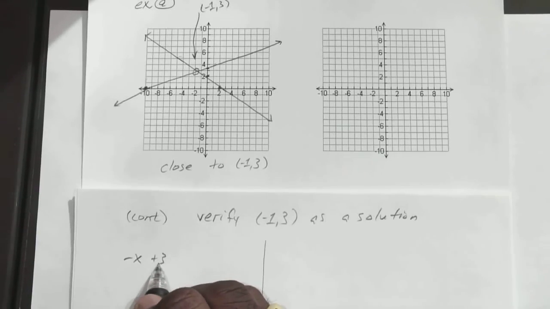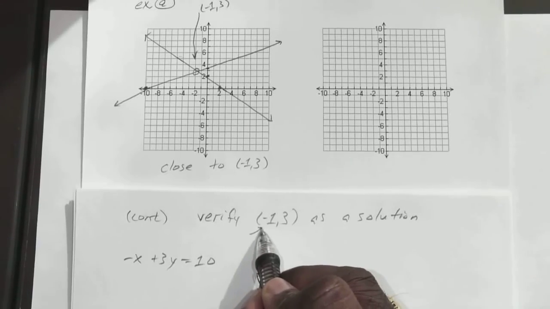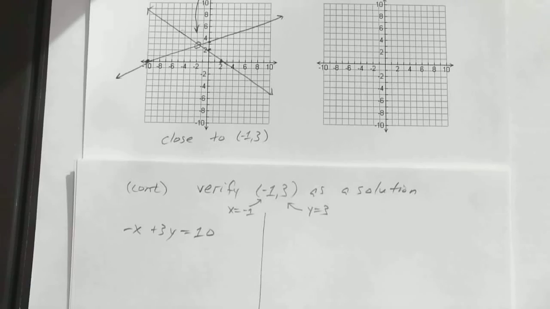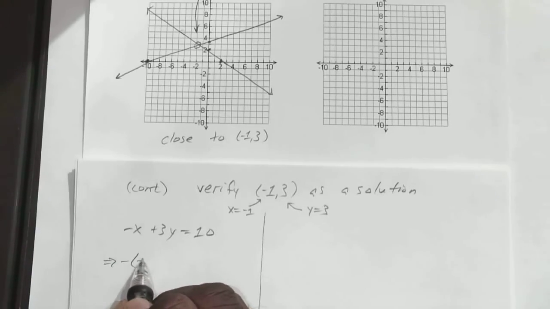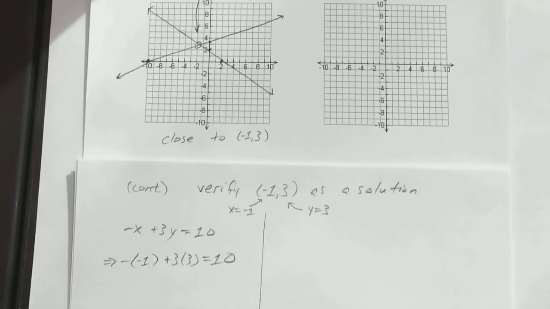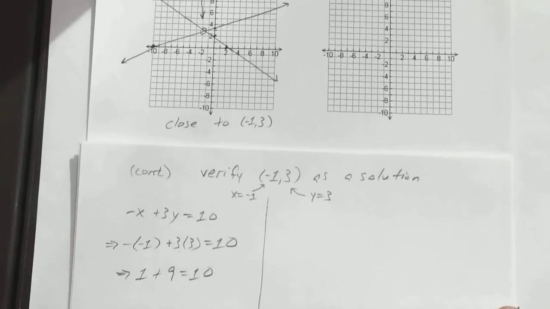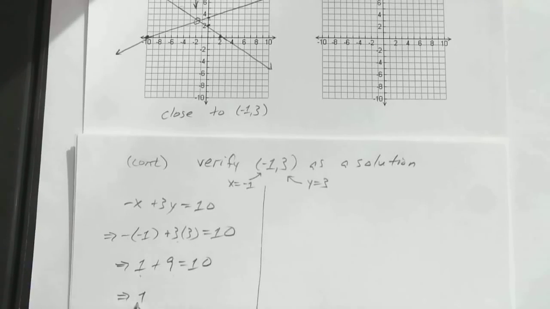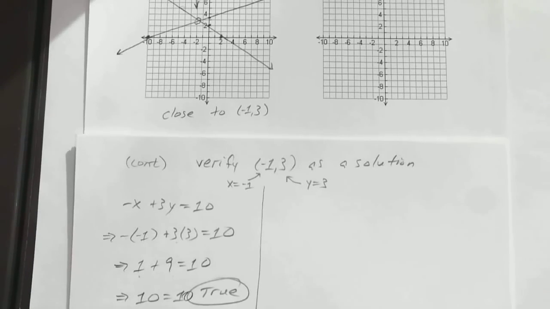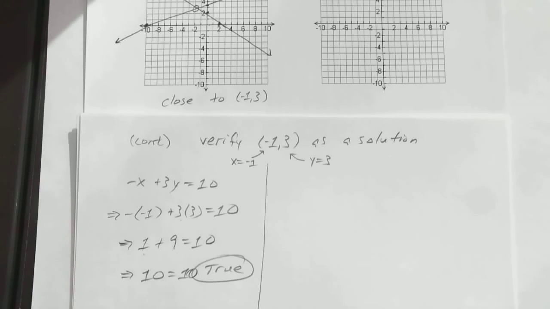So you have -x plus 3y equals 10. Remember, this is just saying x is equal to -1. Y is equal to 3. Okay, so if we plug in our -1, that's -1 plus 3 times 3 equals 10. No problem. Minus and negatives, that just cancels out to become positive, so that gives us 1 plus 3 times 3 is 9, equals 10. 1 plus 9 is 10, so that gives us 10 equals 10, which is true. Oh, where did I forget the 0? Oh, thank you. We have 10 equals 10, which is true.